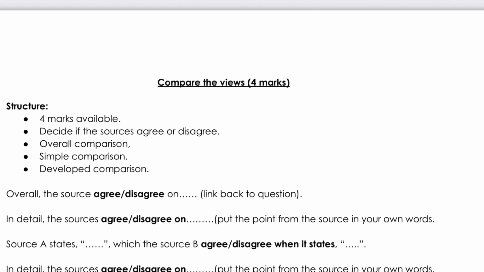My biggest advice for you with the compare the views is, if you can make sure in your answer that you can see the word agree or disagree 5 times, then you know you've done the formula correctly. If you don't see the word agree or disagree 5 times, then you're missing something.